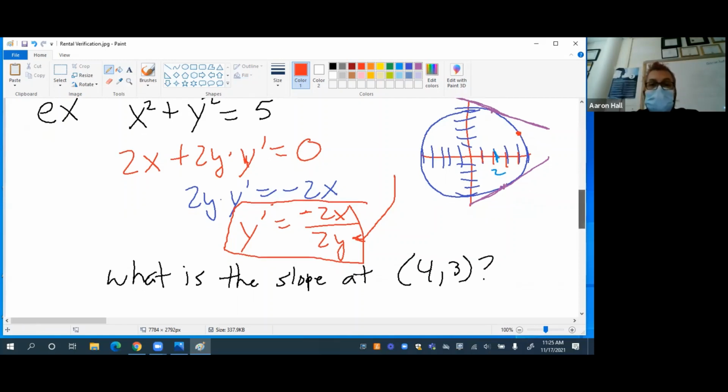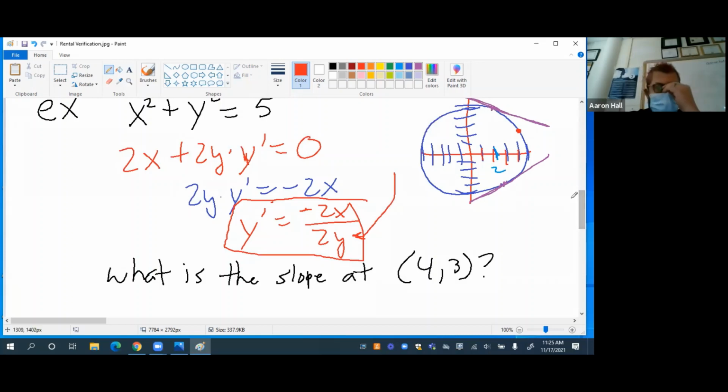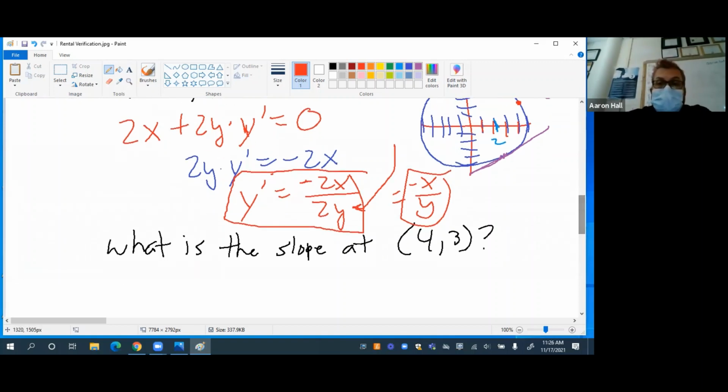Couldn't we simplify that equation to negative x over y? Yeah, because we have no point in keeping the twos, it just adds more. I agree with you. 2 divided by 2 is 1. All right, so what is the slope? 4/3.